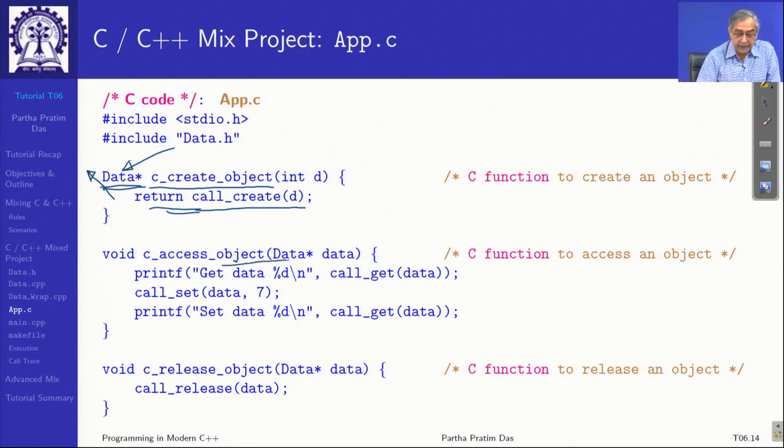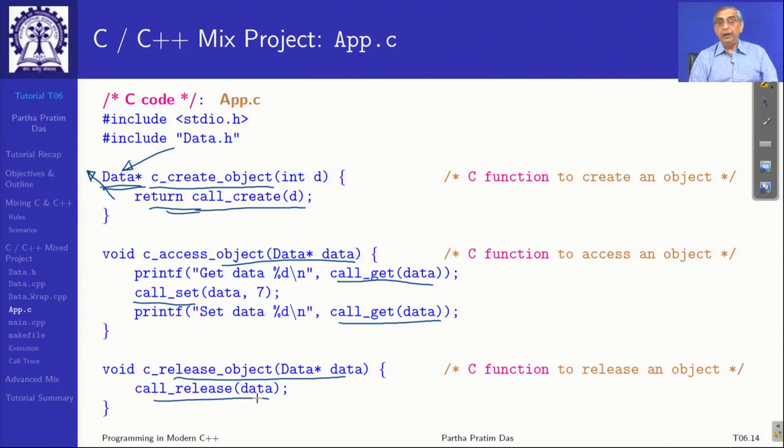Similarly, for object access, here I have shown both calls to get as well as set. So, you can access and manipulate objects in any form in such a function. Finally, to release the object, you just call the release data wrapper in C++, and that wrapper will do your job of doing the delete inside it. Right.